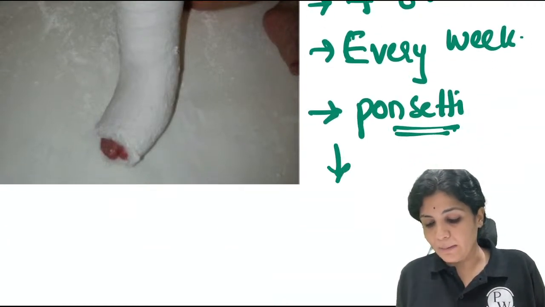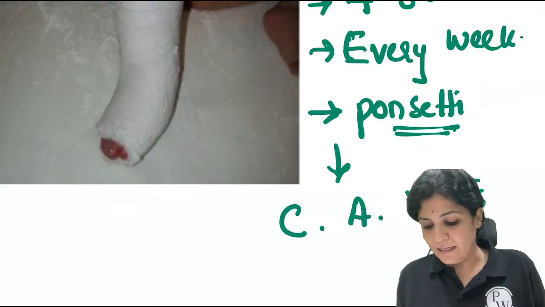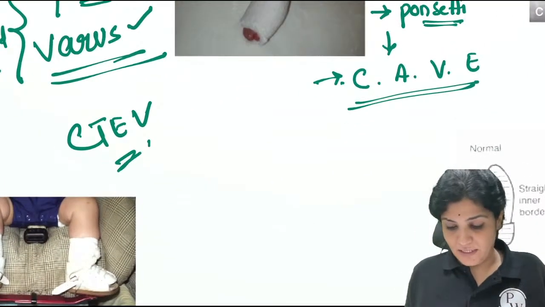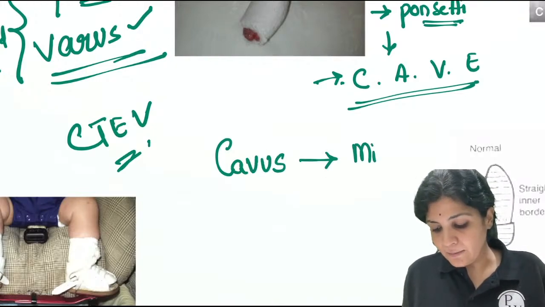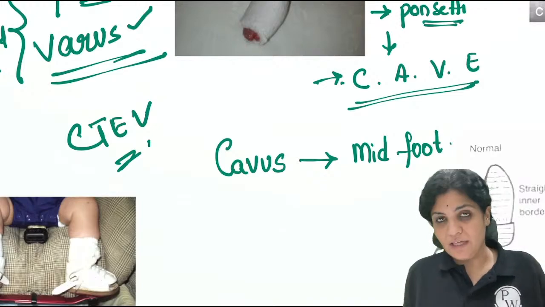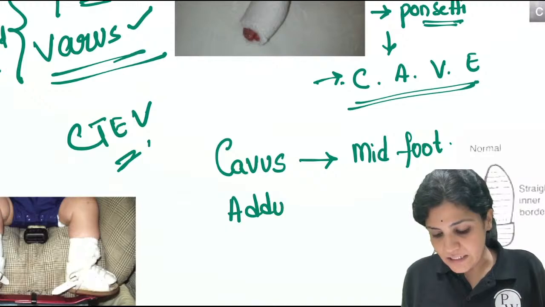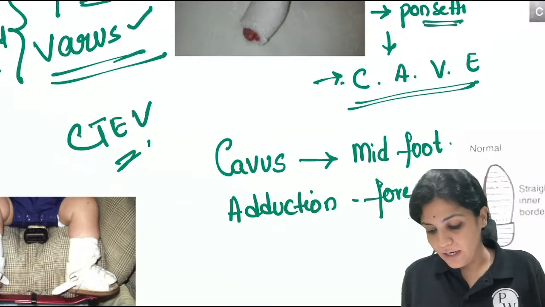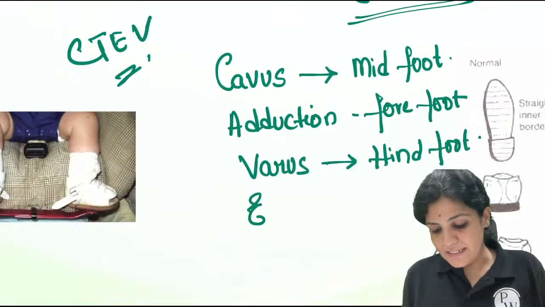So how do we treat it? The Ponseti method is cavus, adduction, varus, and equinus. So what are all the deformities we see? First we see cavus. Cavus is seen in the midfoot, right? The arch is exaggerated, that is cavus. And adduction you see in the forefoot, so all the metatarsals will go into adduction. And varus, where do you see? Varus is seen in the calcaneum, that is your hindfoot. And equinus is seen in the ankle.